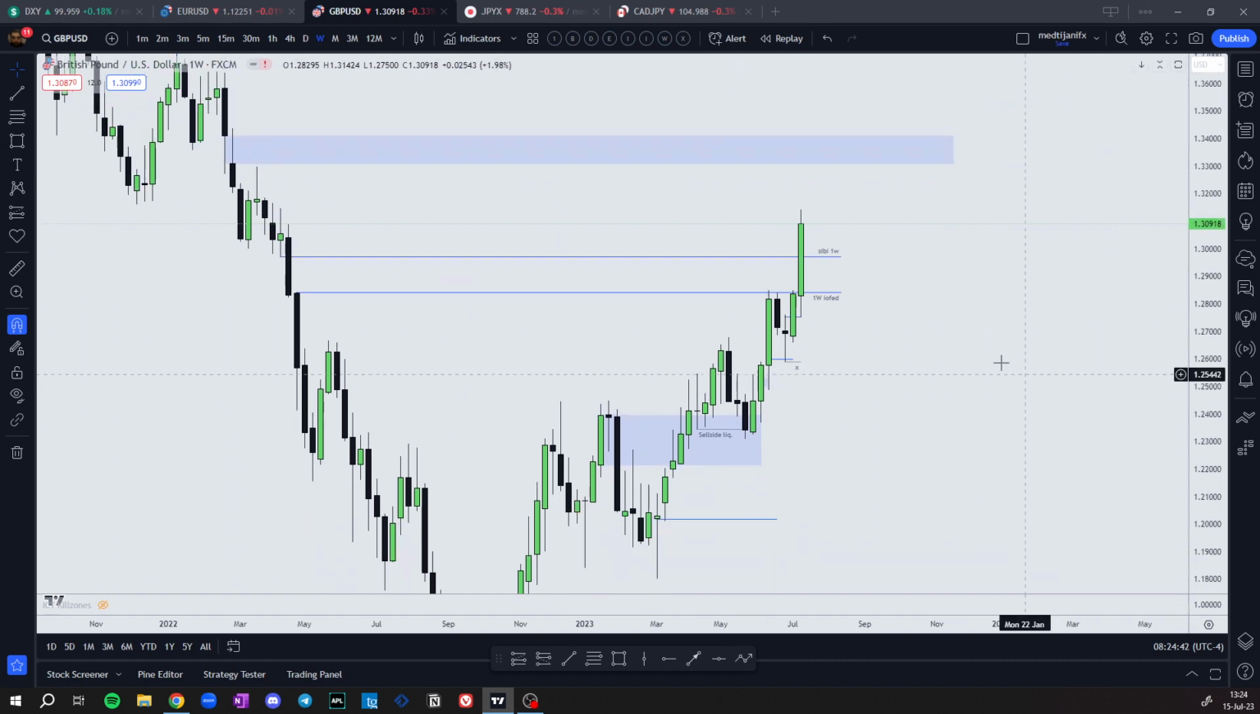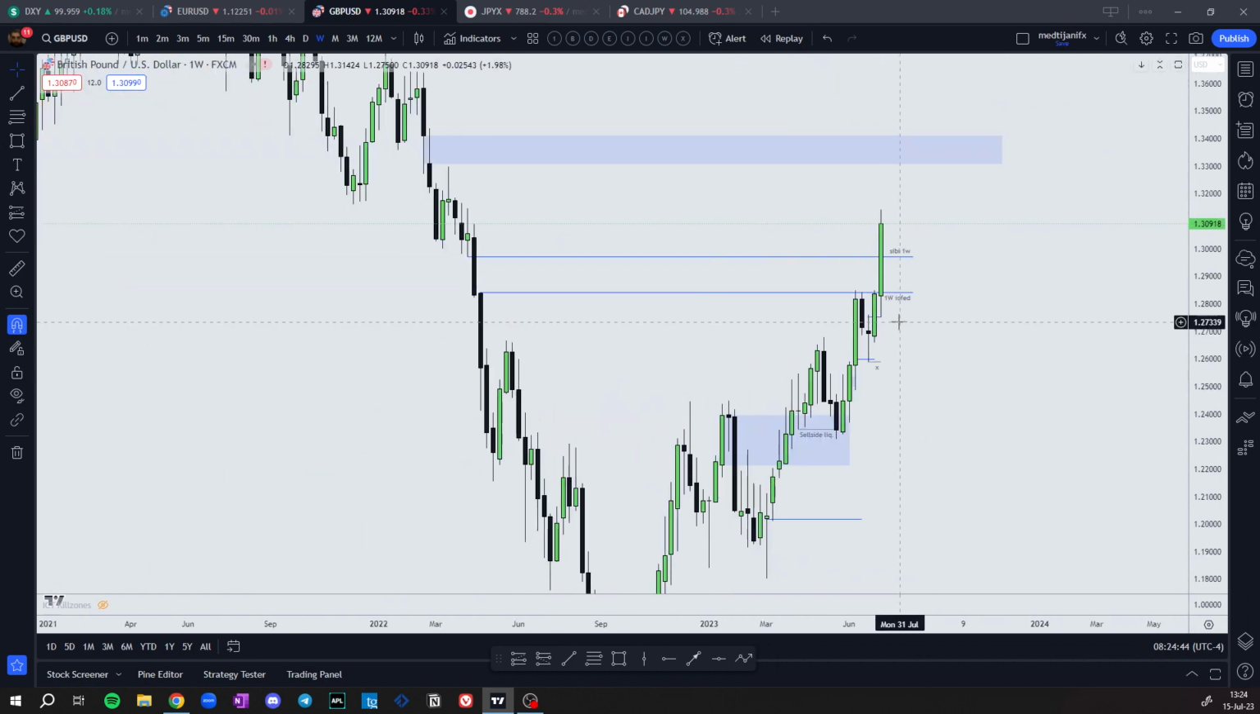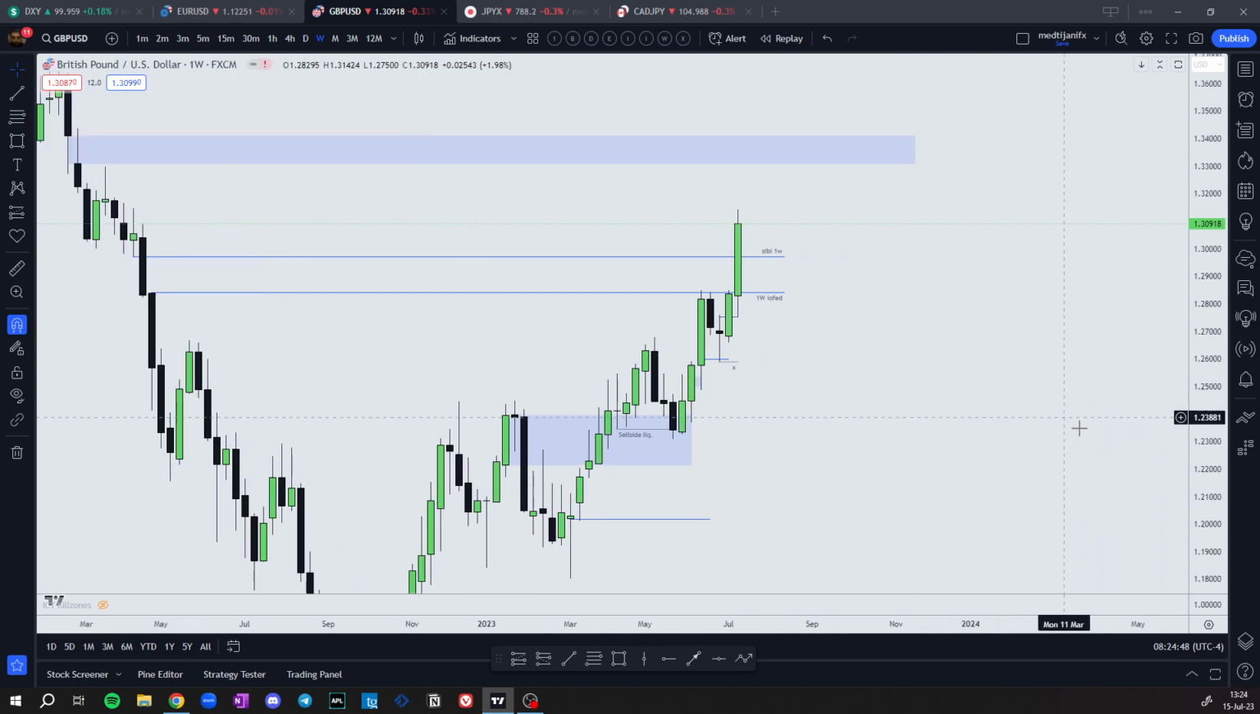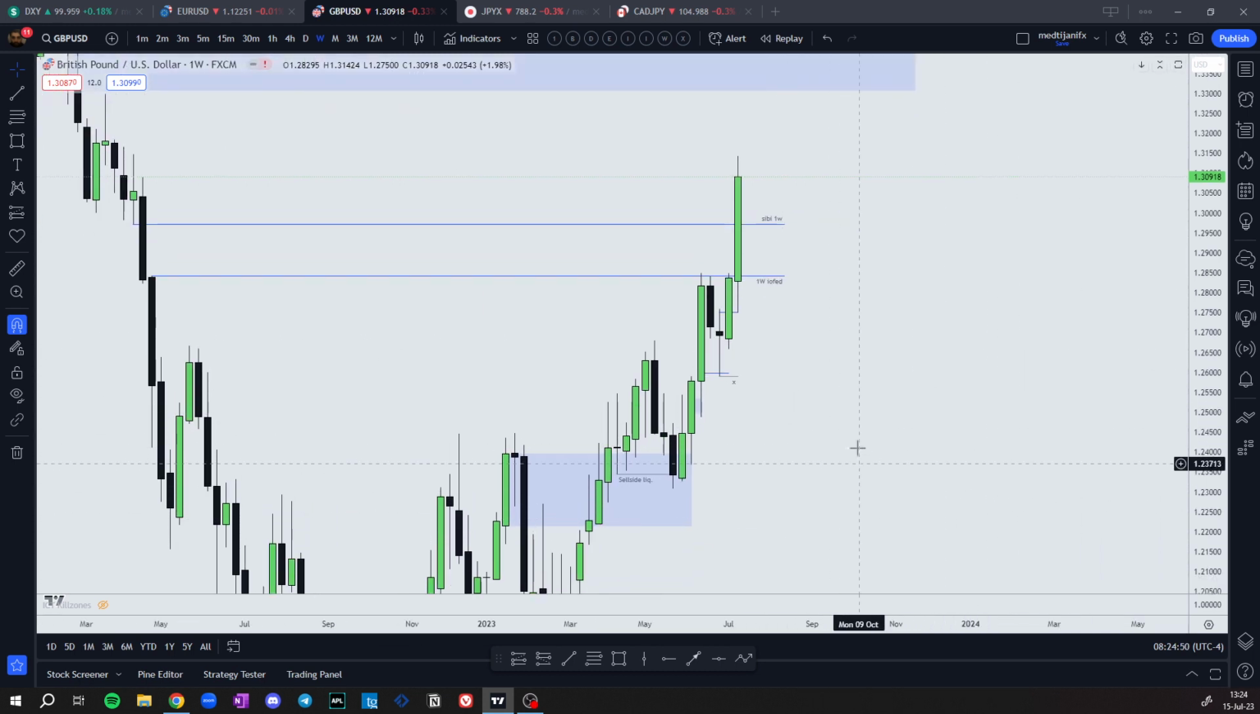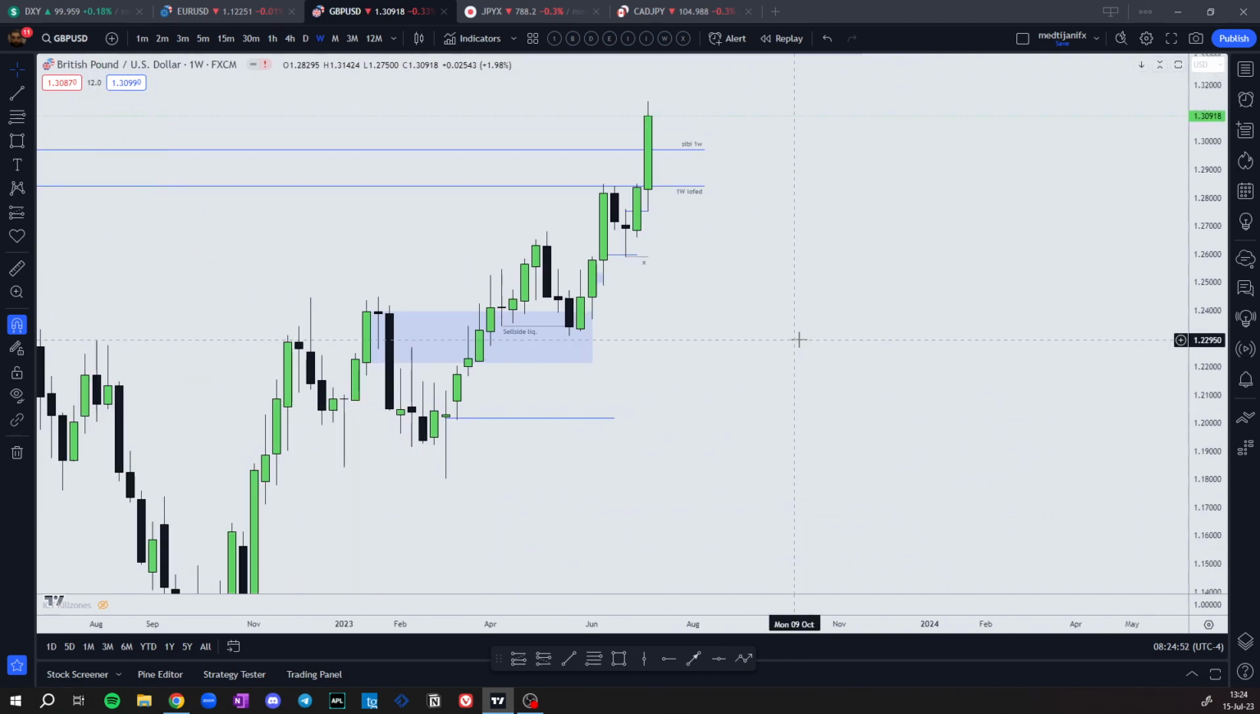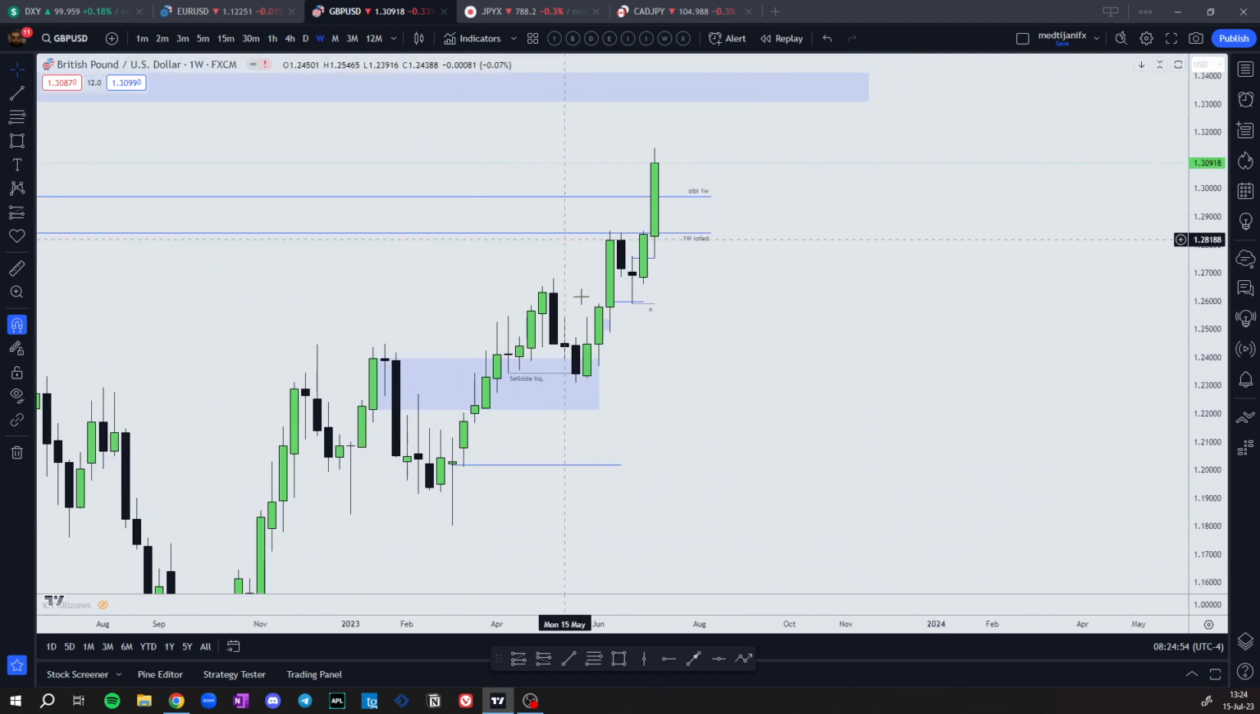On GU, what we see. I'm sorry guys, I'm a little tired, so I'm trying to speed up little things to speed up doing this weekly review. We see in the weekly time frame price has gone higher.